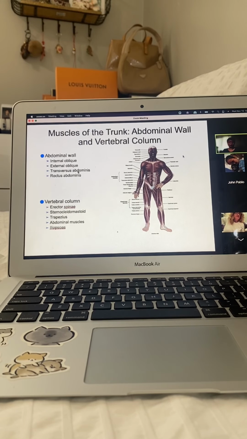And then you have your rectus abdominis. This is the rectus abdominis. And then you have your transversus abdominis, and that's the muscle that is hurting when you are coughing. So when you experience bouts of coughing, sometimes it hurts your abdominal area. And the muscle that is involved is your transversus abdominis. And then muscles of the vertebral column, you have the erector spinae, sternocleidomastoid, trapezius, and then you have your iliopsoas.